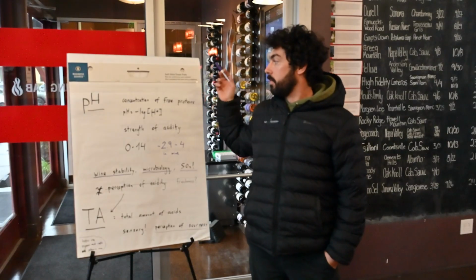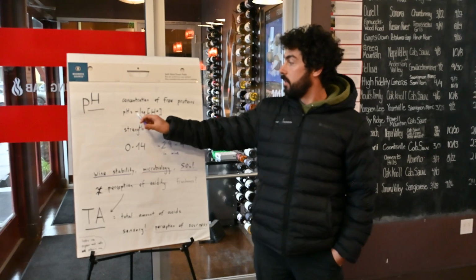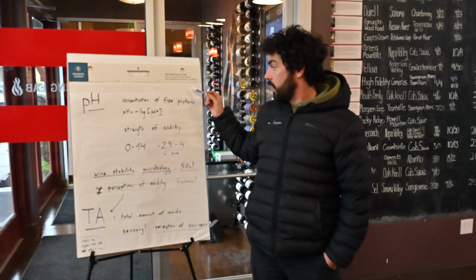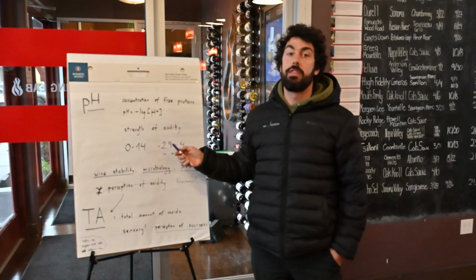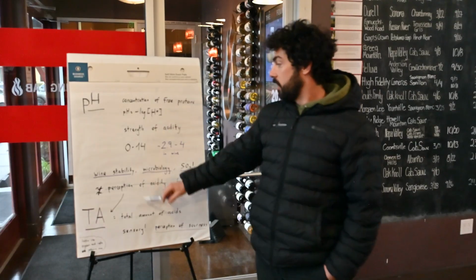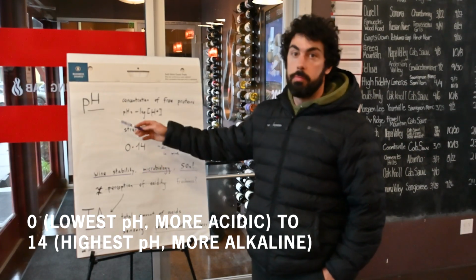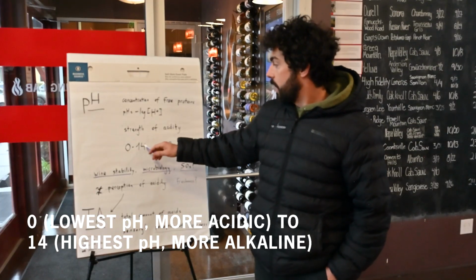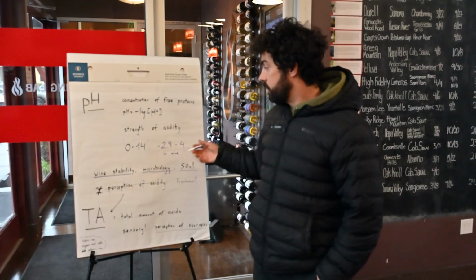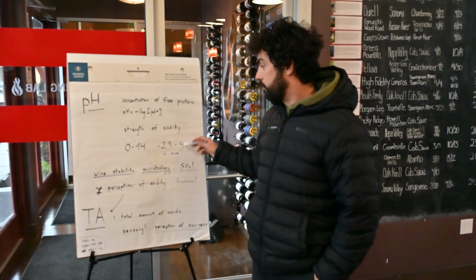pH is the concentration of free protons. This is the formula, the negative logarithm of the concentration of H+, which is a proton, and it comes to represent the strength of the acidity in wine. It's a scale that doesn't have any units, and it goes from 0, lowest pH, more acidic, to 14, highest pH, more alkaline or less acidic. However, in wine, we deal with pHs between 2.9 or so, all the way to 4.